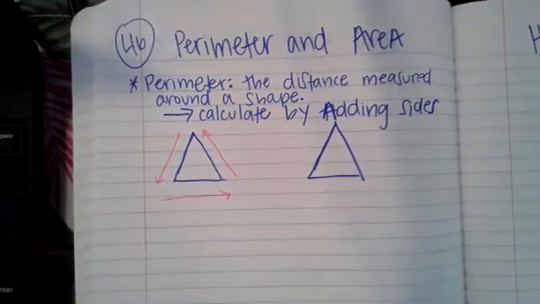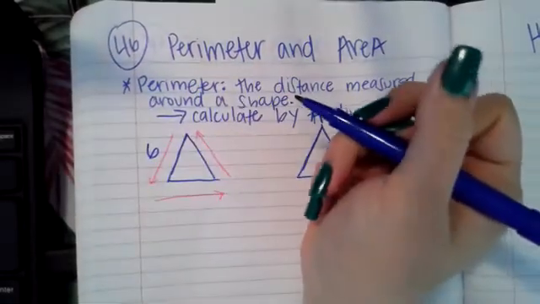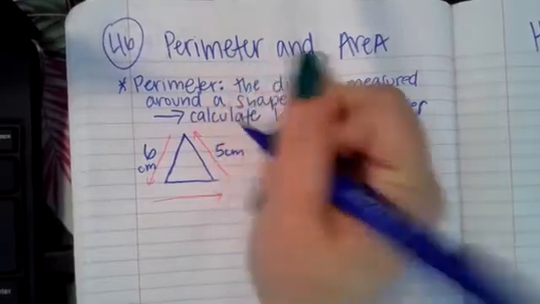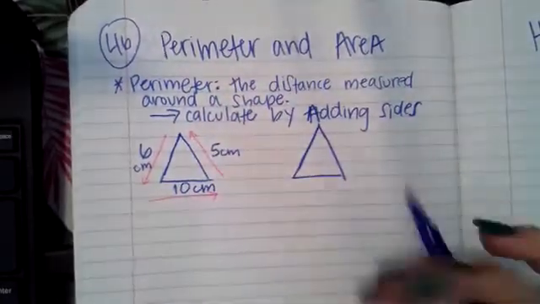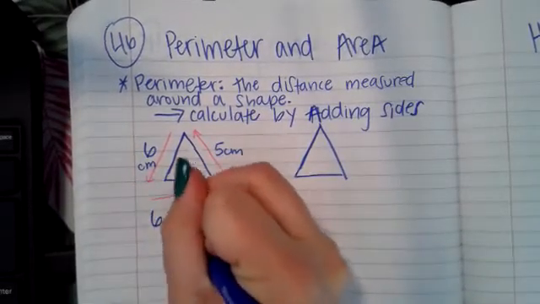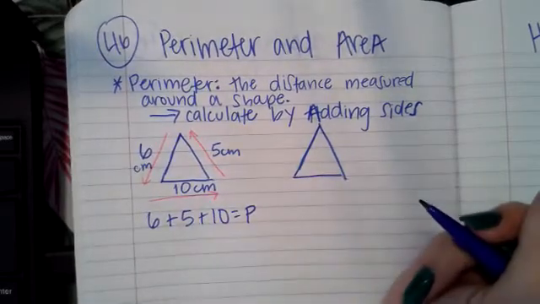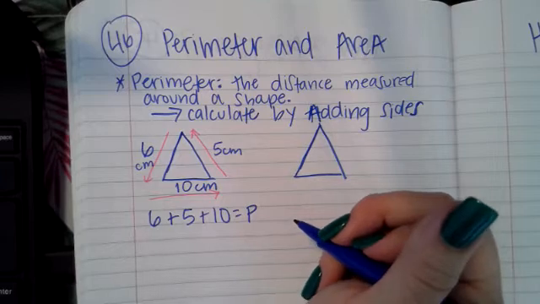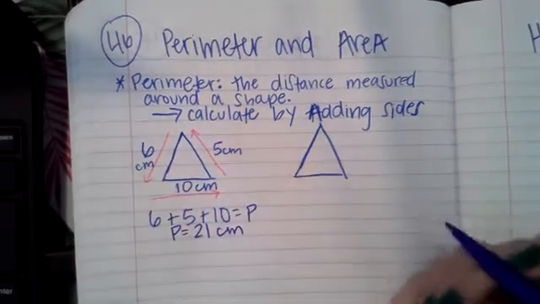So let's say we have an example of a triangle, and let's say that the length of this side is 6, we'll measure in centimeters. This one is 5 centimeters, and this one is 10 centimeters. Well, to find the perimeter, or the distance around this triangle, I am simply going to take 6 plus 5 plus 10, and that is going to equal my perimeter. So 5 plus 6 is 11, plus 10 is 21. So my perimeter is equal to 21 centimeters.